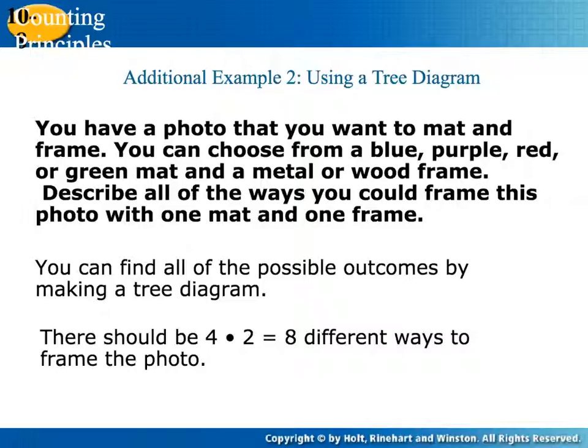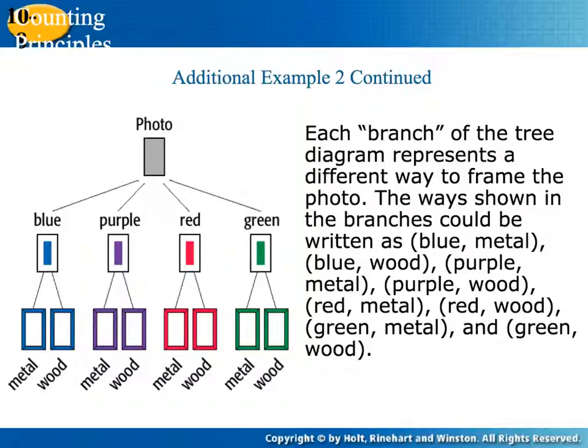So we can figure out the total number of outcomes by taking the four colors and multiplying them by the two types of frames. We know we're going to have 8 different ways to frame this photo. However, what are all of these different ways? All right, and that's where a tree diagram comes into play. So it would look like this.